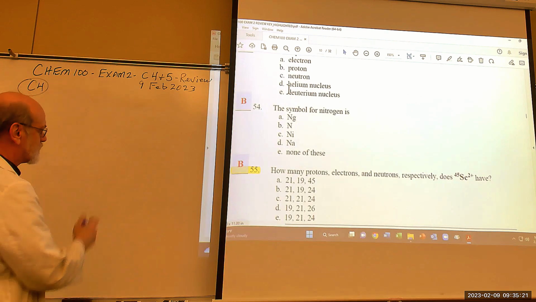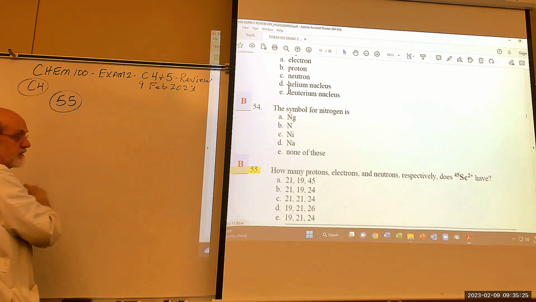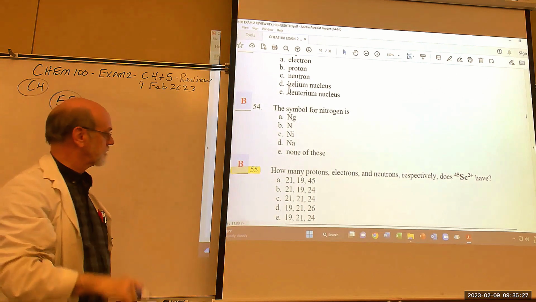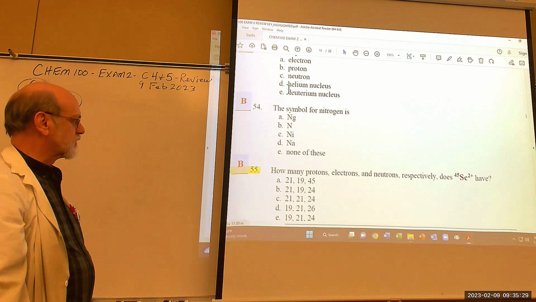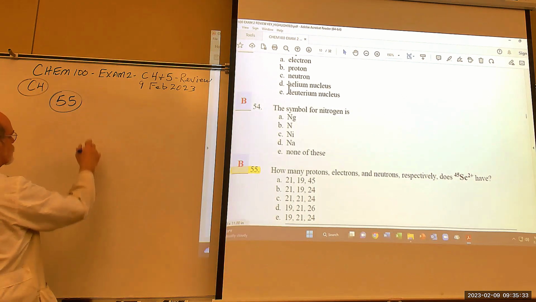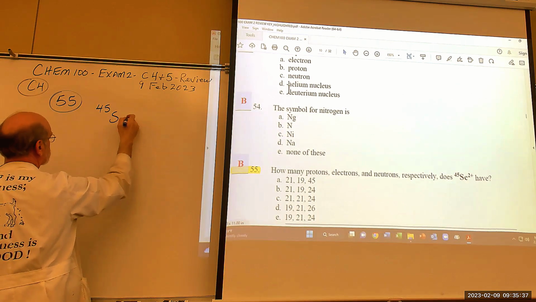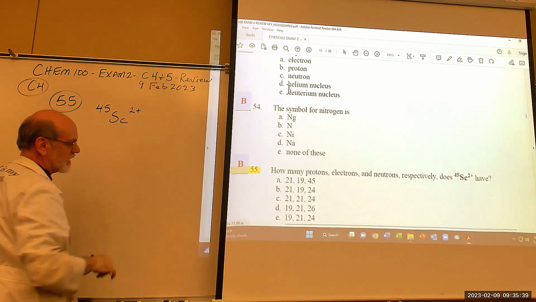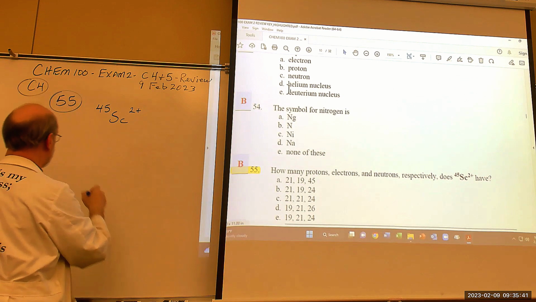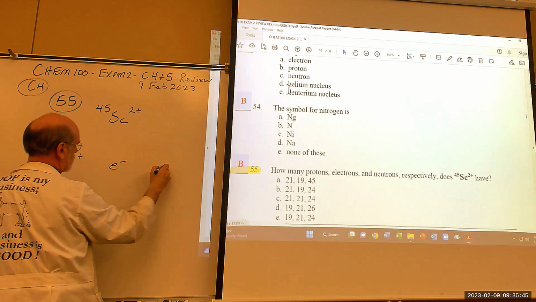So there's no way to guess your way out of that one. You just have to know that Sn is 10. How many protons, electrons, and neutrons respectively does 45 Sc2+ have? So we want protons, electrons, neutrons.